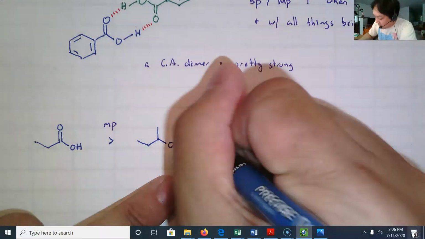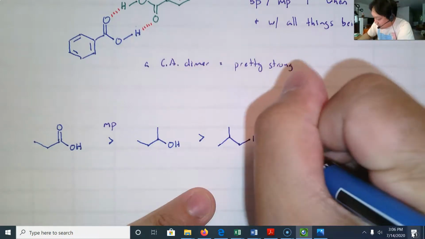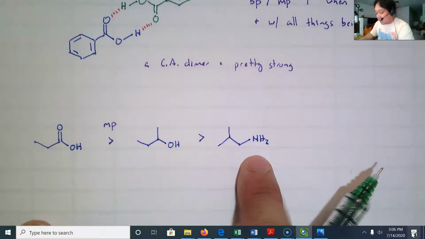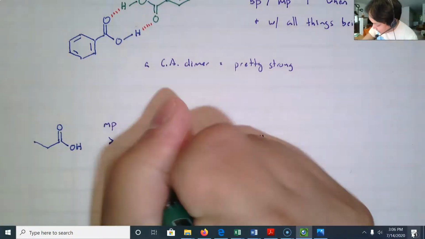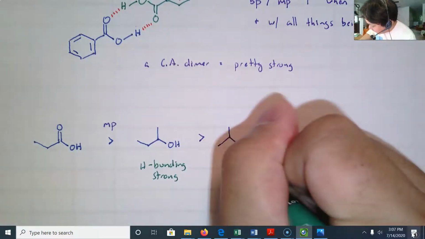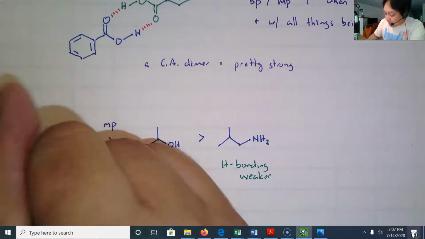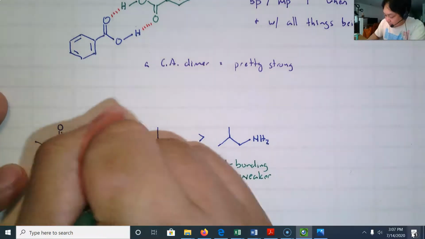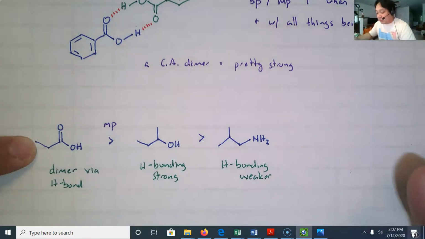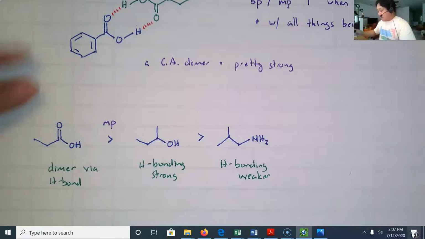Okay. Then we have an amine, but the hydrogen bonding of OH groups is stronger than the hydrogen bonding of NH. Let me write that down. H bonding strong, H bonding weaker. Okay. This one makes a dimer through H bonding. And again, it's acting like it's double the molecular weight, which would definitely push it above the melting point of this molecule here, or any other molecule that we're going to talk about.